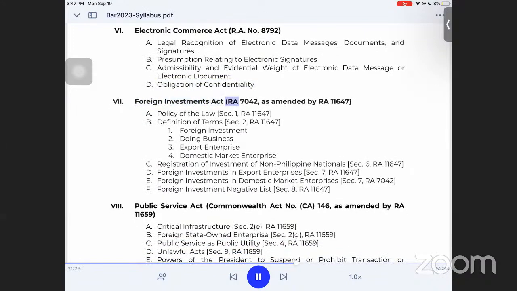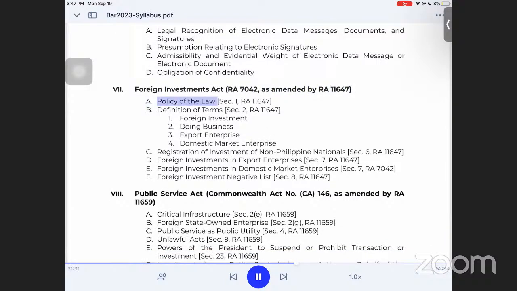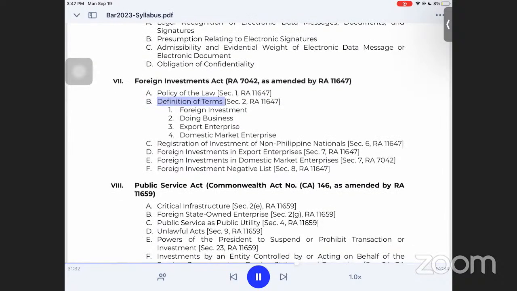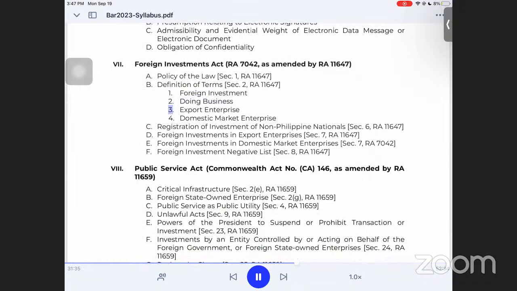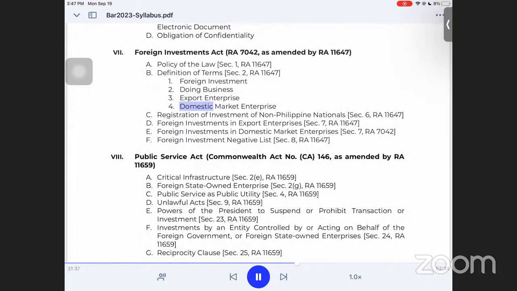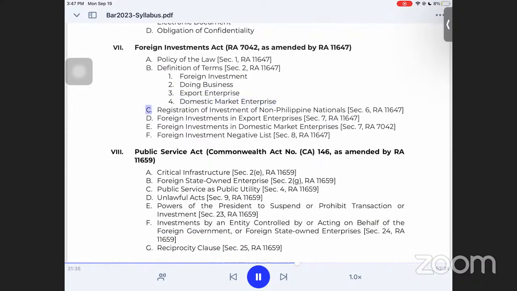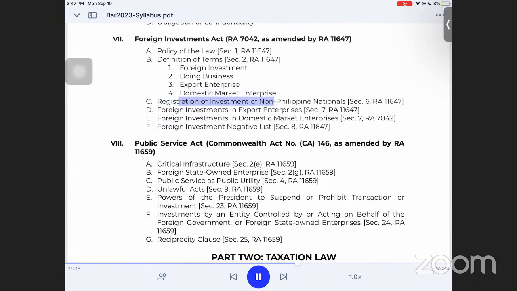7. Foreign Investments Act, RA 7042, as amended by RA 11647. A. Policy of the law, Sec. 1, RA 11647. B. Definition of terms, Sec. 2, RA 11647. 1. Foreign investment. 2. Doing business. 3. Export enterprise. 4. Domestic market enterprise. C. Registration of investment of non-Philippine nationals, Sec. 6, RA 11647.